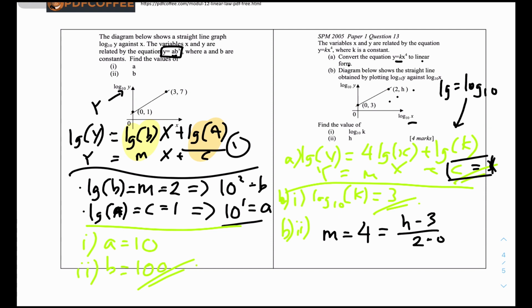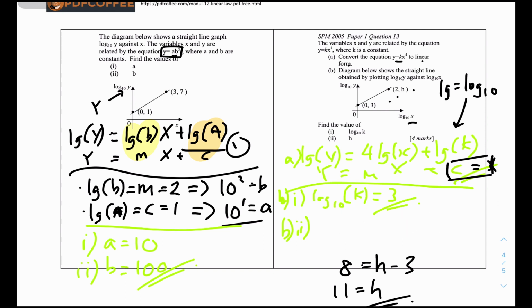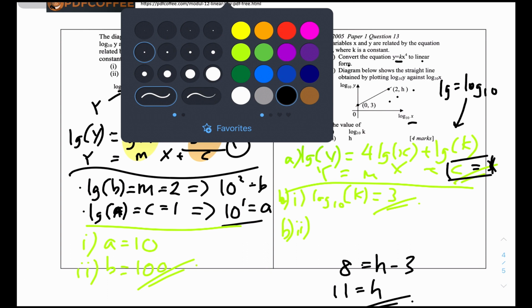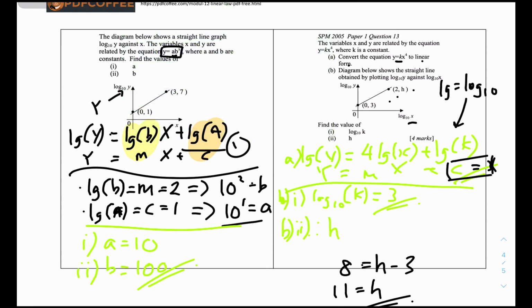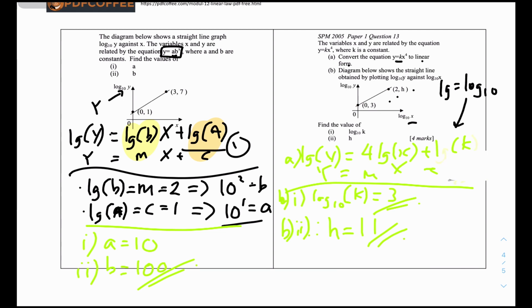To rearrange the equation, it will be 8 equals h minus 3, and adding 3 to both sides, it will be 11 equals h. That's the value for h, which is the y value for this coordinate right here. Therefore, the value for h is just 11. Therefore, h equals 11, and these are the final answers. Let's rub this out so that it's clearer. So log k plus c. And these are the answers.